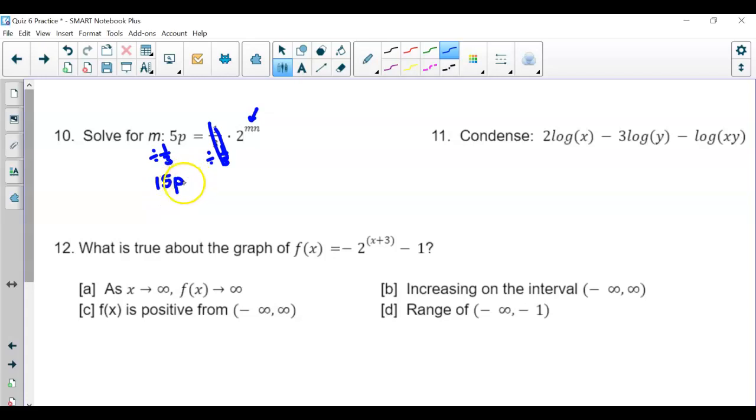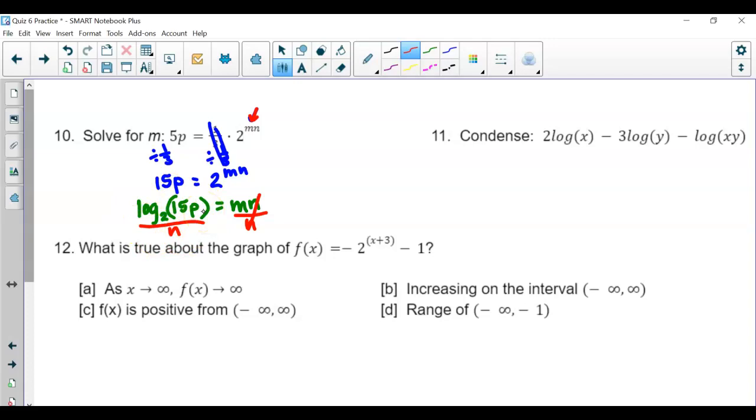So 15p is equal to 2 to the mn power. Now the exponential is by itself. So again, the inverse is now a log. So here I've got log. What's my base? Well, base 2 here, right? Because that's what's being raised to the exponent. Log base 2 of 15p, and again, close that off, is equal to mn. So now here we can solve for m. It's being multiplied by n, so now you need to divide by n. And that is equal to m.